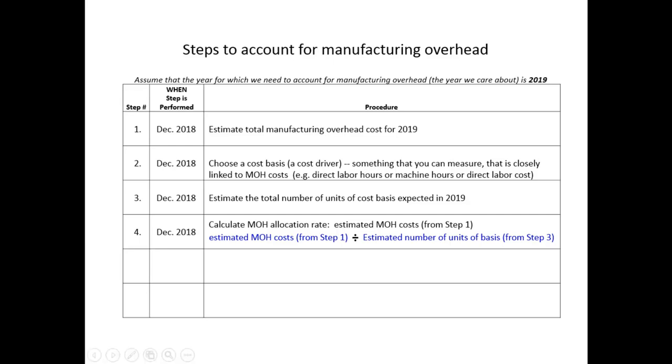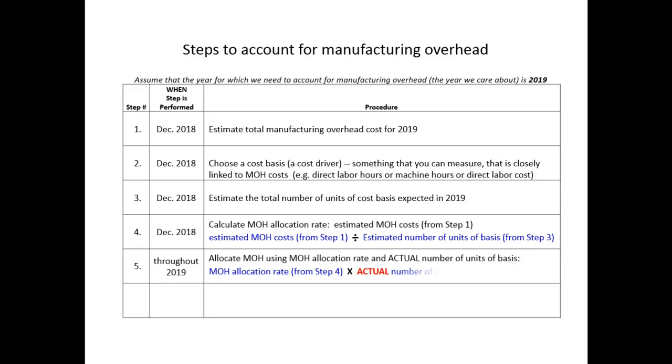Then, for the first time, we have a step that's actually done in the year that we're accounting for, 2019. Keep in mind that since step 5 is done in 2019, we have some actual data to work with now. So throughout 2019, as we finish a job and need to allocate manufacturing overhead to it, we'll use our overhead allocation rate from step 4, based on estimates, times the actual number of units of basis.